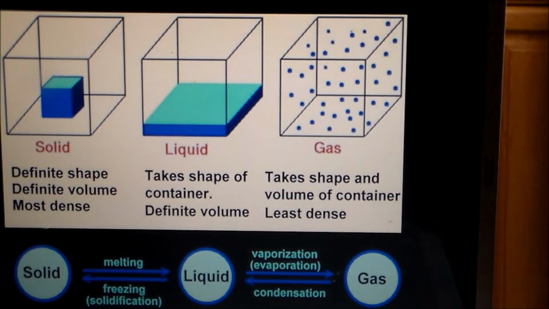If you look at this diagram, solids have a definite shape, a definite volume, and are the most dense phase. Liquids take on the shape of the container and they have a definite volume. Gases take on the shape and volume of the container, and they'll spread out to do so, and they are the least dense.